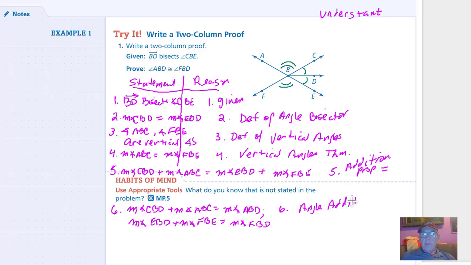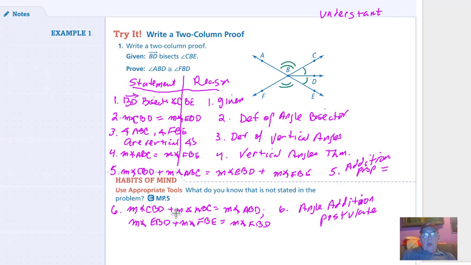Notice that angle addition postulate is used. A postulate is like a theorem, but a postulate isn't proved. It's just accepted as being so. So that's our angle addition postulate. It says we can add two angles together and the resulting angle is going to be the sum of the two angle measures.